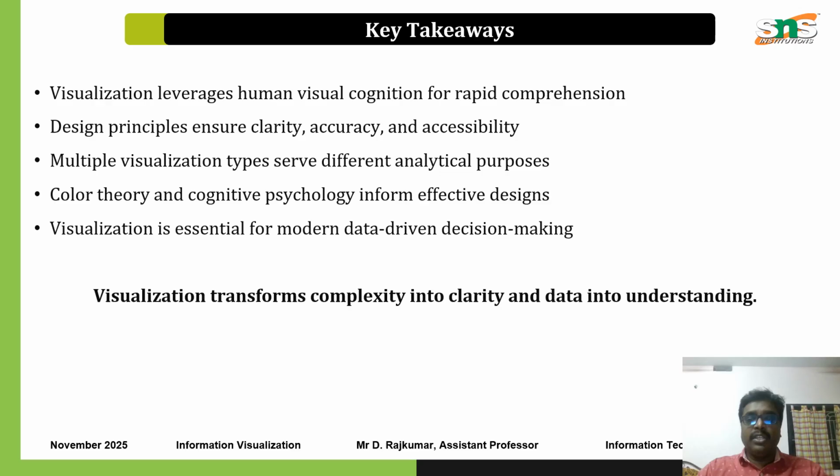This is one of the very short and crisp definitions for visualization. I hope this session is very useful for you.